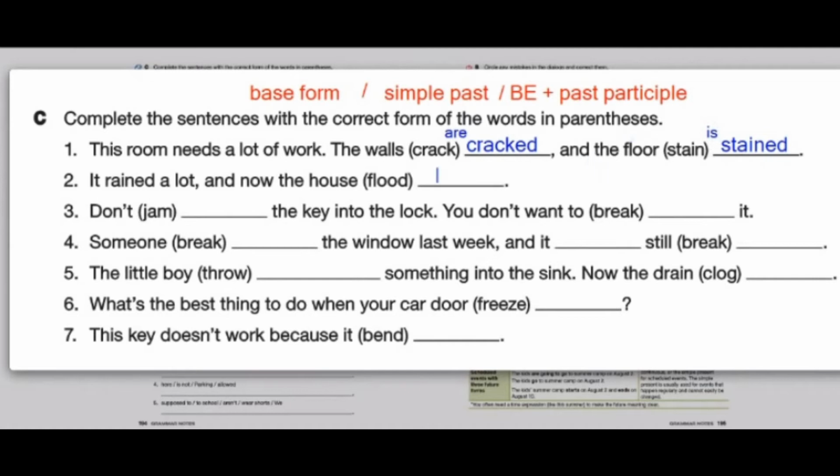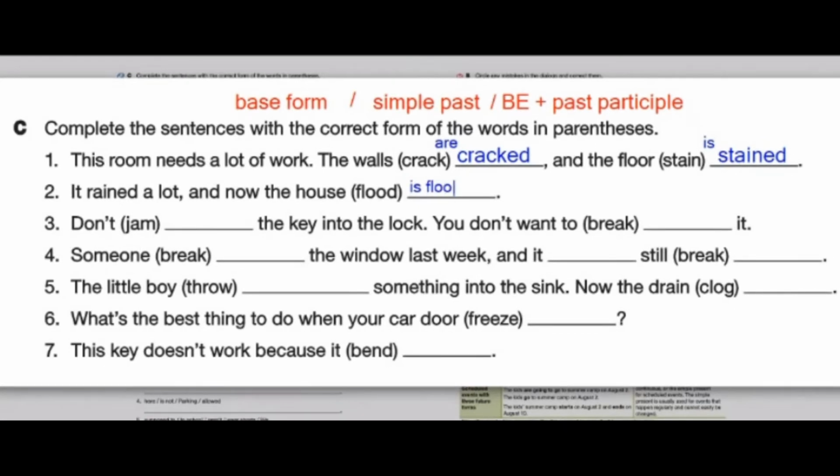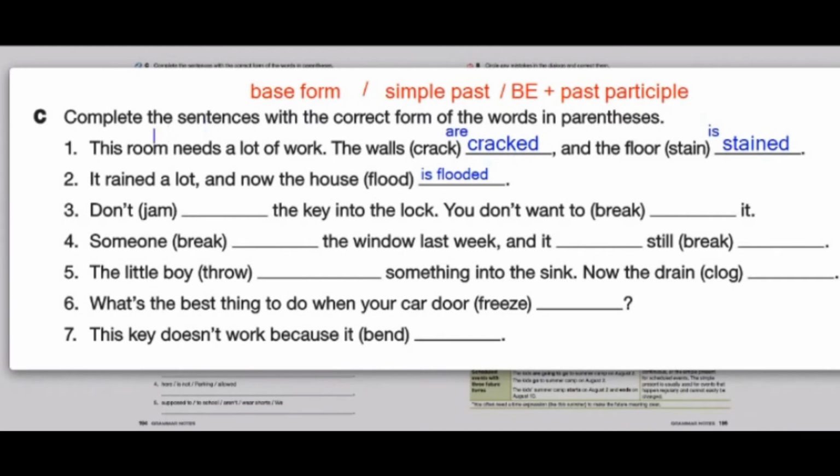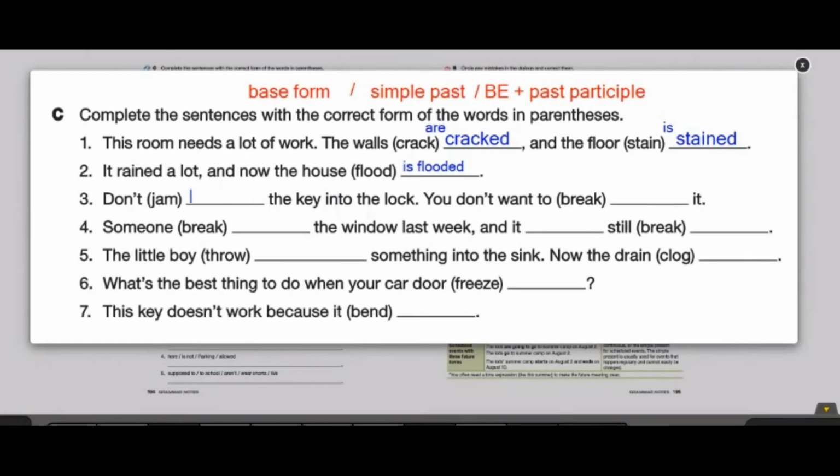Now, please, how about number 2? Ivan, okay. It rained a lot, and now the house is flooded. Thank you. What's your opinion? Okay, thank you. Remember, you have 3 options, the base form, the simple past, or the verb be and the past participle. How about number 3?